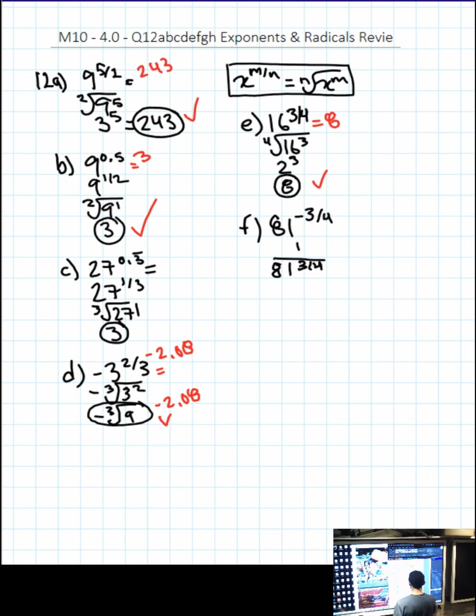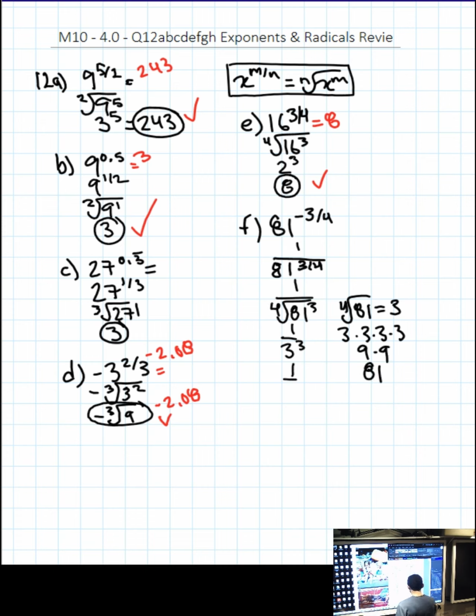Now I can convert it. So we have 1 over the 4th root of 81 cubed. And I don't know what 81 cubed is, but the 4th root of 81 is 3, so we're 1 over 3 cubed. If that stuff's difficult, write it off to the right. The 4th root of 81 is equal to 3, because 3 times 3 times 3 times 3 is equal to 9 times 9, which is also 81. Now, 1 over 3 cubed is simply 1 over 27, and we can circle our answer.